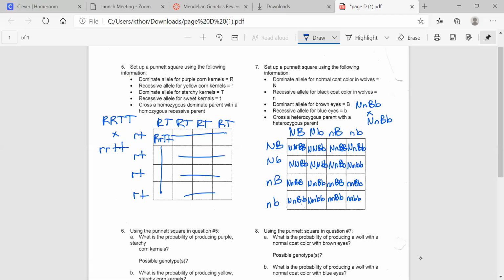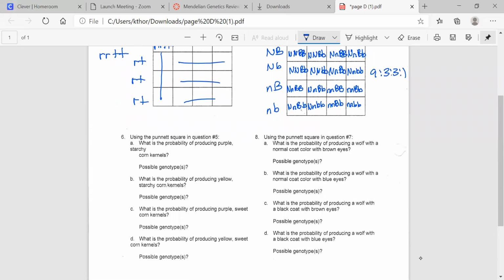All right, so there's that. And again, that would be a 9 to 3 to 3 to 1 ratio. 9 out of 16 are going to be dominant, dominant. 3 out of 16 are going to be dominant recessive. So, 9 out of 16 are going to be normal coat, brown eyes. 3 out of 16 are going to be normal coat, blue eyes. 3 out of 16 are going to be black coat, brown eyes. And 1 out of 16 is going to be black coat, blue eyes.